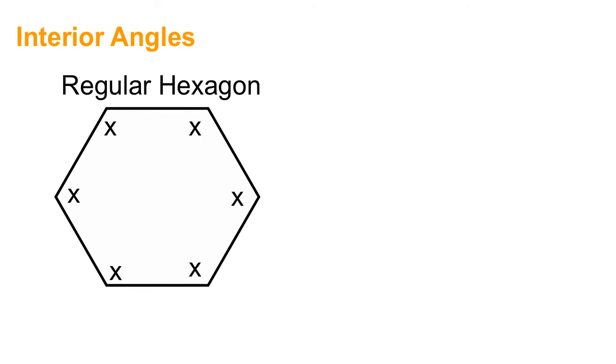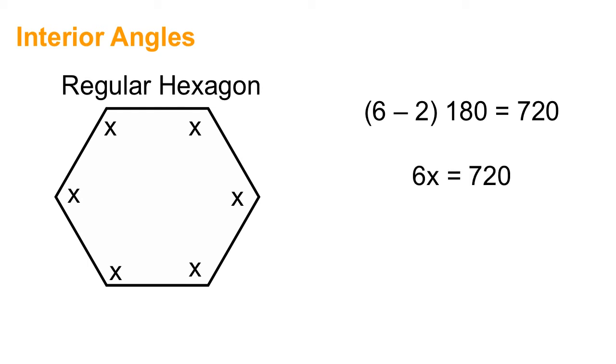Here's an example of a regular hexagon. We know that it's a regular hexagon here because all of the side lengths and all of the angles are the same size. To figure out the total angle sum for the hexagon, we do 6 minus 2 times 180. There are 6 sides in the shape, so 6 minus 2 times 180 gives us 720. From there, we're going to set up an equation. We've got 6 different x's in our shape, so we can do 6x is equal to 720, and if we solve that, we get 120.